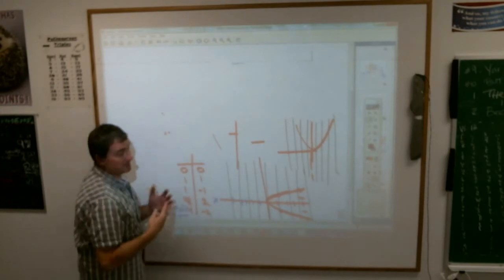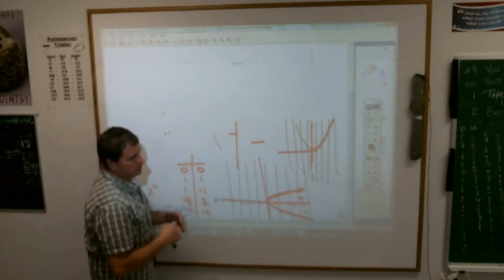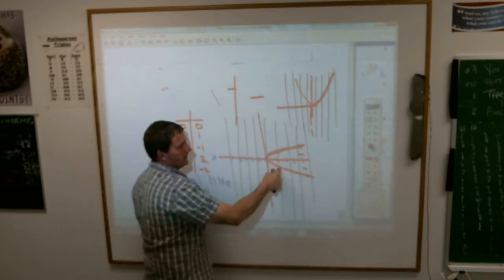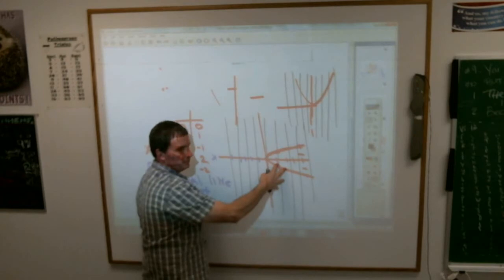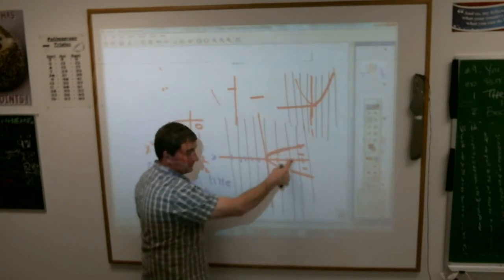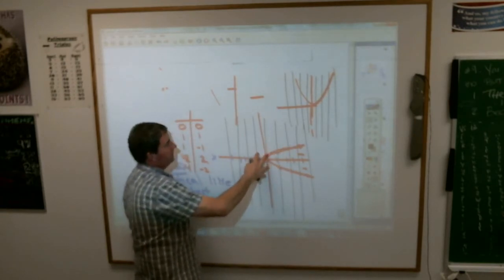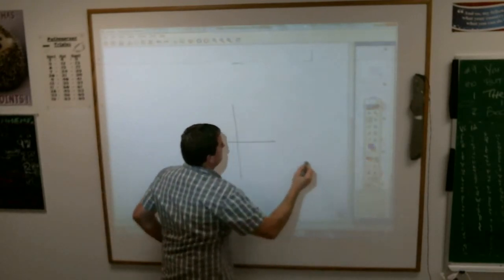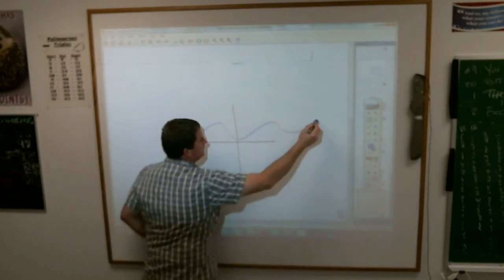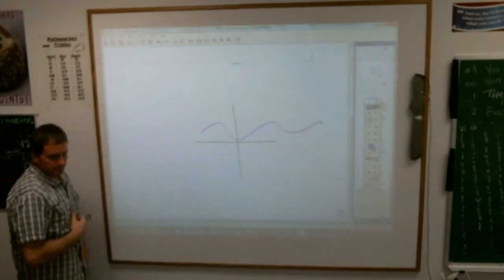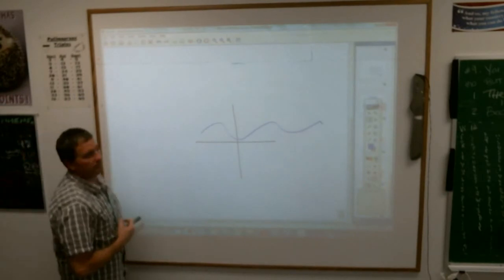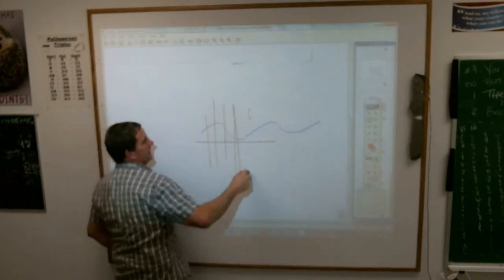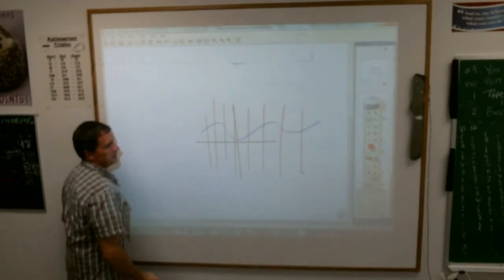It's vertical line test, not horizontal, because horizontal doesn't matter, vertical does. So if you see something that looks like this and you draw a bunch of vertical lines and that graph crosses that line in more than one place on the same line, it's not a function. So if you see something that looks like this, function or not? Function. Why? Because I can draw straight up and down lines all I want, and that is never going to cross more than once.